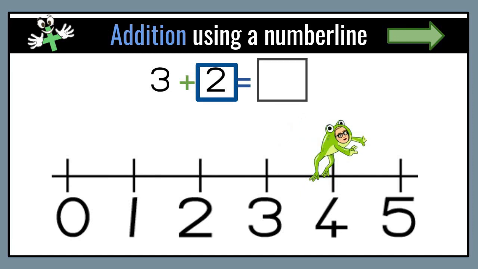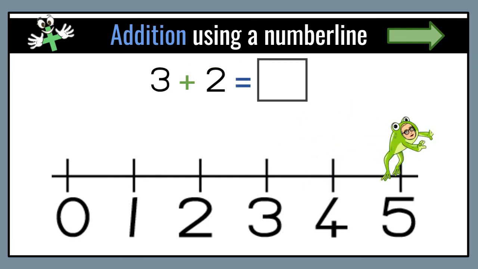1, 2. Well done. Where did we land? Yes, number 5. That means that 3 plus 2 equals 5. We've counted forward on our number line. We've added 2. We've jumped 2 hops. You have done great. I want you to practice this at home.